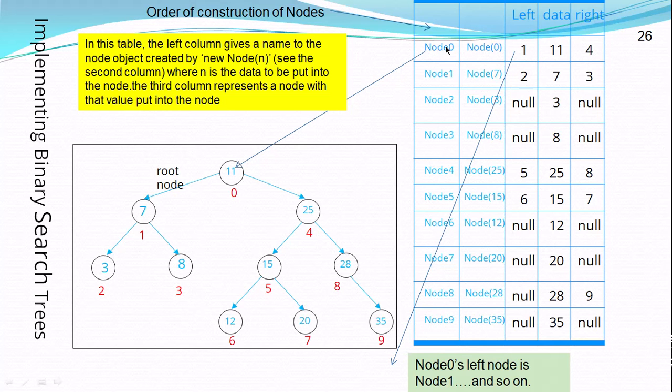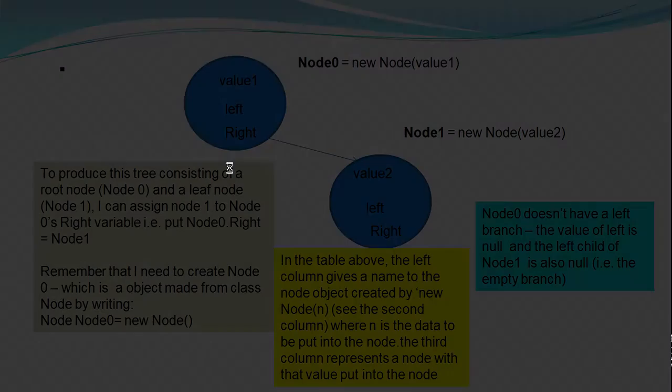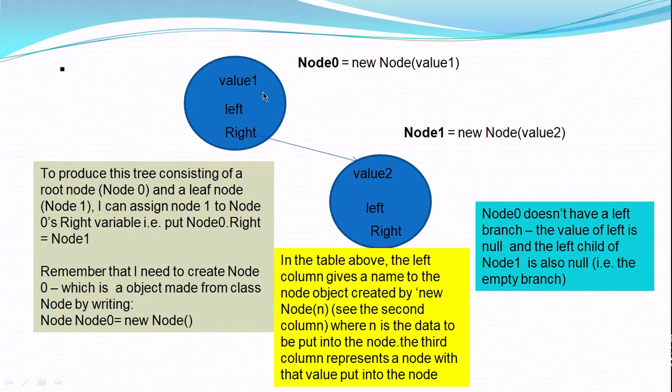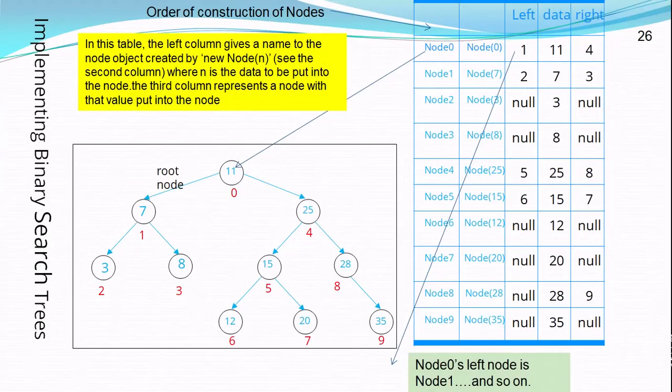My node 0 is going to be this node, and I'm going to assign the value 11 to it. So the data it contains is the integer 11, and if I replace value 1 with 11, I actually get that, and this would be 11, and this would be null, and this will be null. So I've got the root node, built the root node.